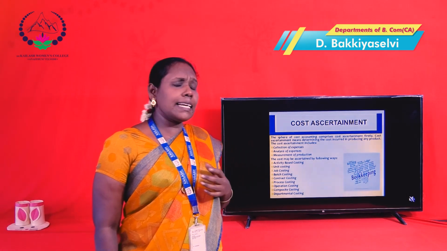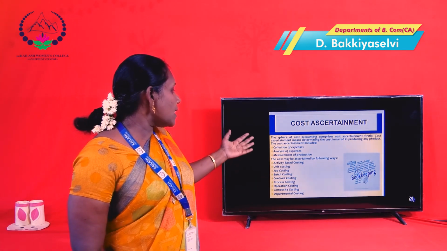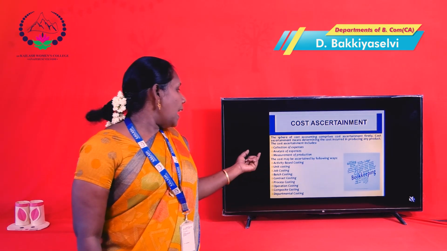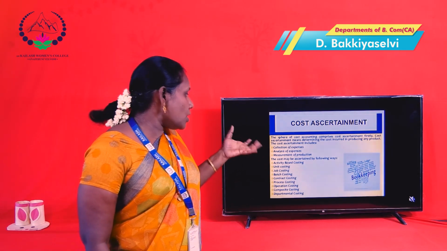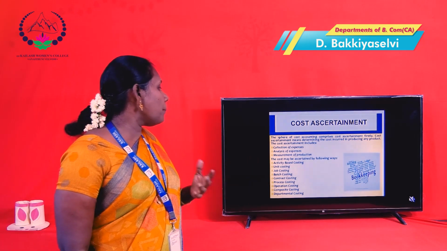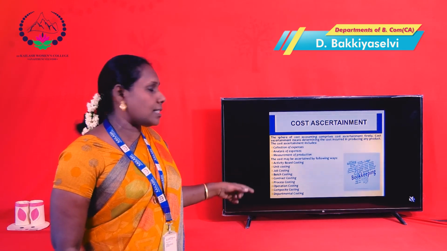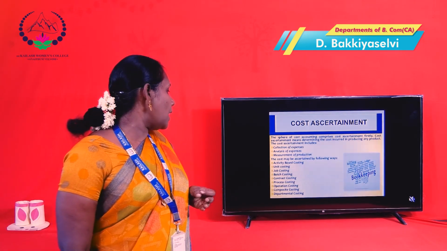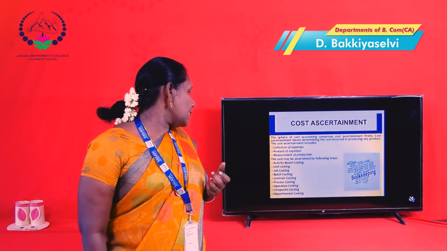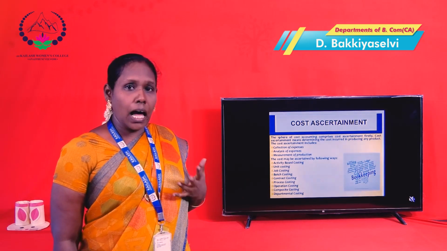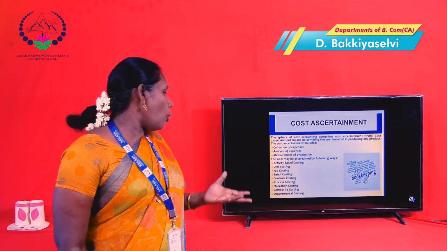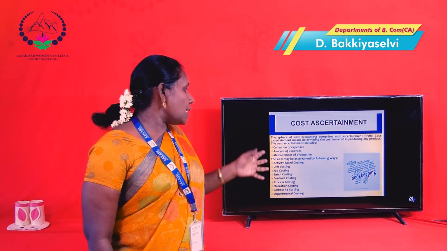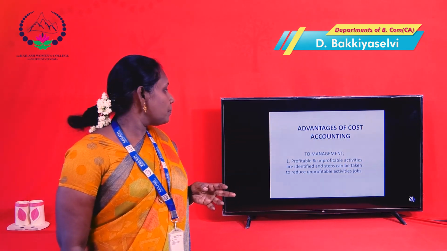What is cost ascertainment? Cost ascertainment has several parts. One is the collection of expenses, the analysis of expenses, and the measurement of production. The cost may be ascertained by the following ways: activity-based costing, unit costing, job costing, batch costing, contract costing, process costing, operation costing, composite costing, and departmental costing. These are the ways of ascertainment of cost.